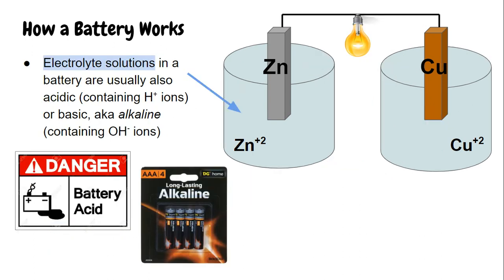It's also worth noting that in many batteries, the electrolyte solution is either acidic or basic. Another word for basic is alkaline. So even though here I'm only showing the zinc ions and the copper ions, you do have some anions in this solution that I just didn't show because they're not participating in the reaction. And you may have hydrogen ions or hydroxide ions, which would either make the battery acidic or make the battery alkaline. So when you've heard of battery acid before, or if you've heard of alkaline batteries, that's what that is referring to.